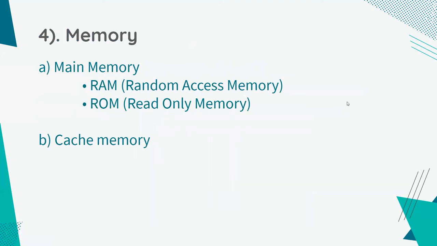Then, let's talk about the fourth main component of a computer, which is the memory. The main memory consists of the RAM and the ROM. The RAM is the random access memory. The ROM is the read-only memory. And then we have the cache memory.